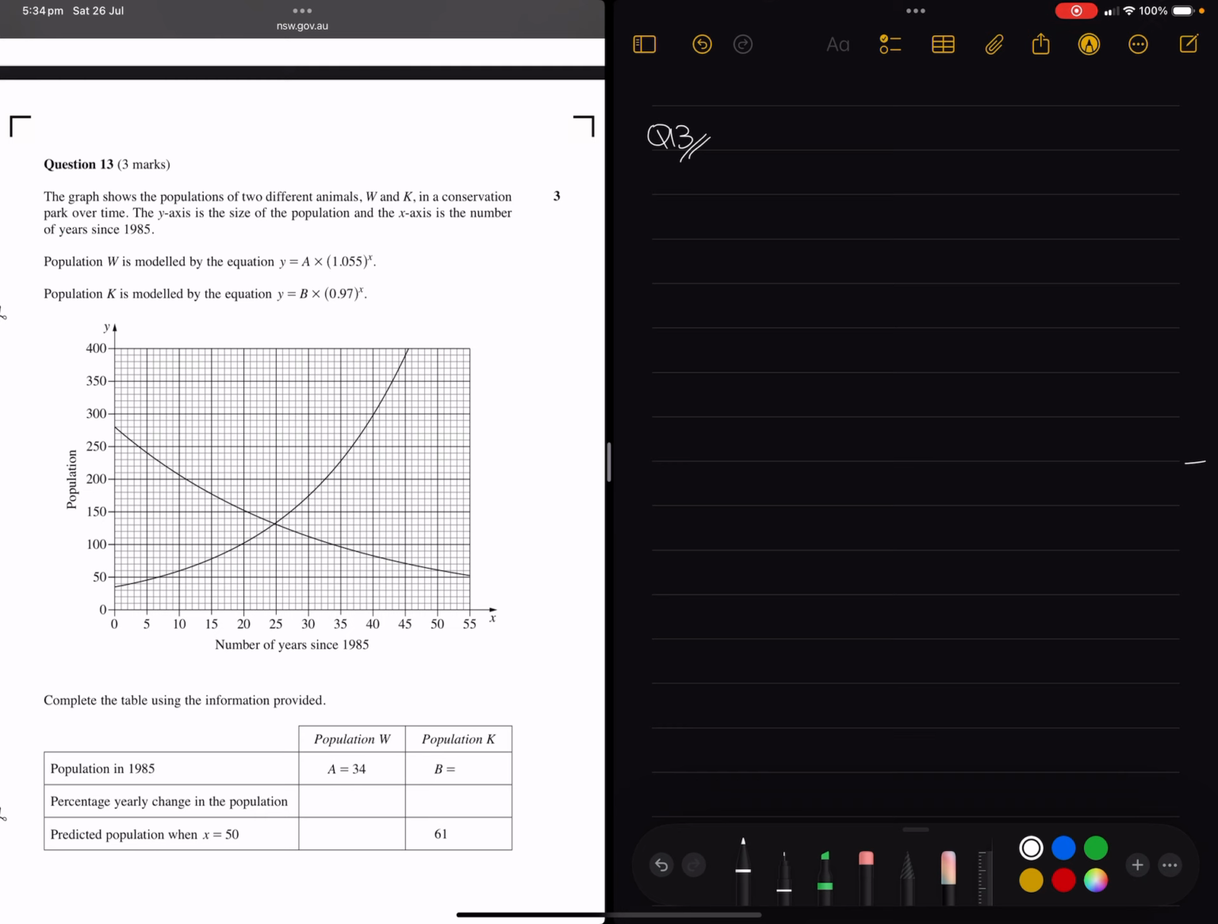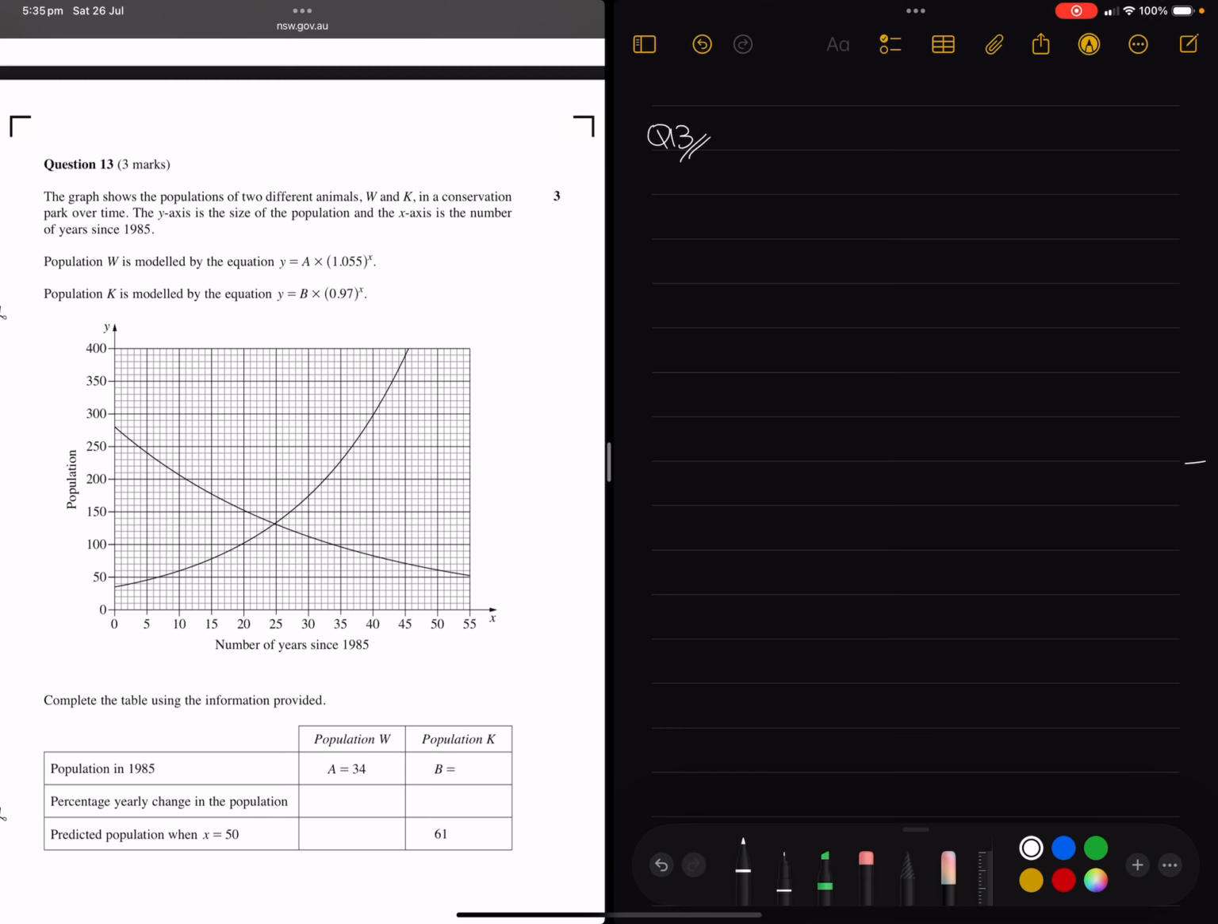We are told the two variables are population W and population K. We are told the mathematical models which show their populations, and then we are asked to fill in a table of values. So we're told in 1985, the population of W is such that the A value is 34.